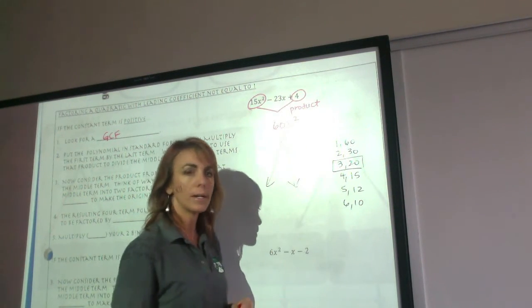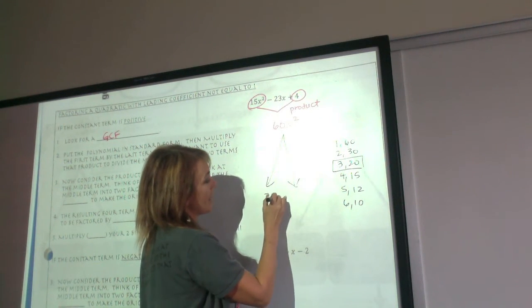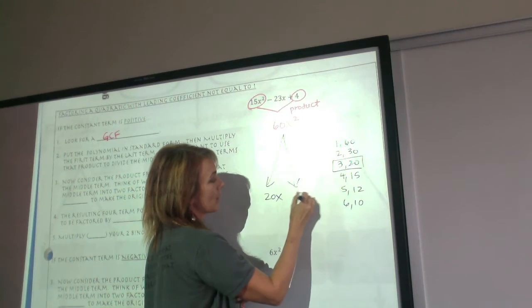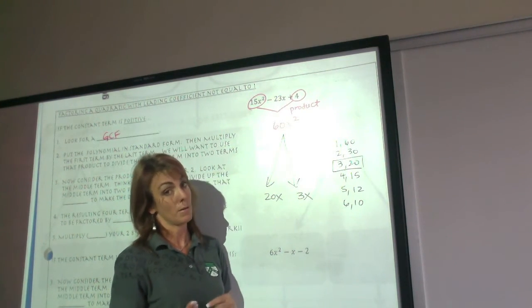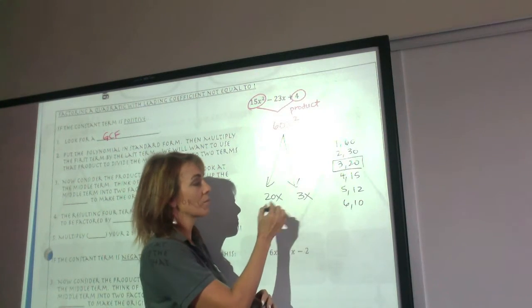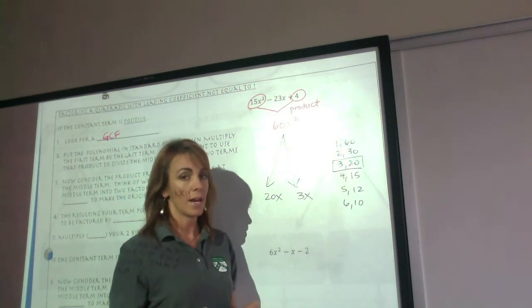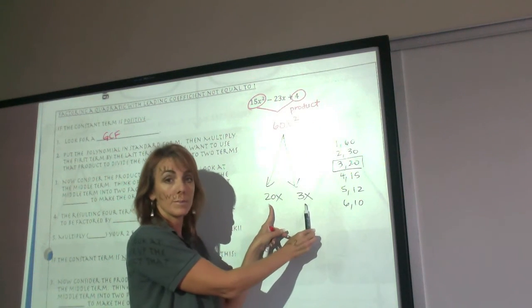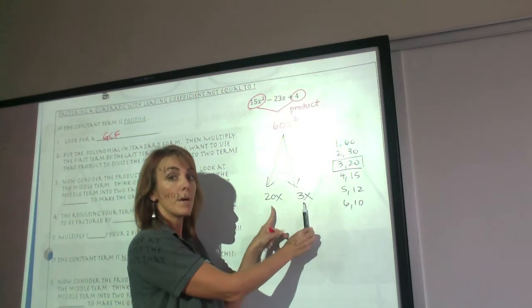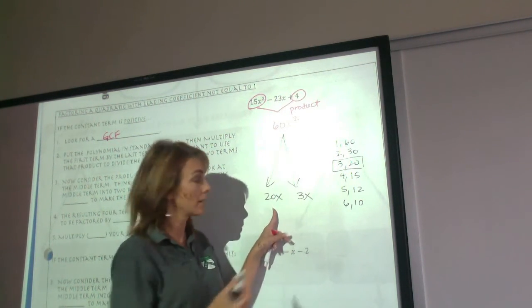So I'm going to take this 60x squared and break it into 20x and 3x. And it does not really matter, actually it doesn't matter at all, if the 20x comes first or the 3x comes first. But it does matter the sign. Remember that to get something positive on the end, these two things must be the same sign. And it must be the sign of that middle term. And that middle term is negative, so these two things need to be negative as well.